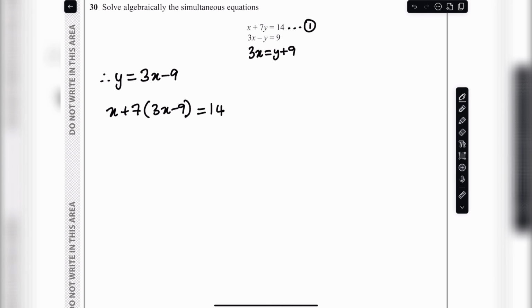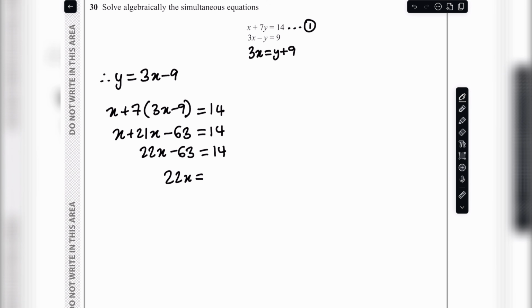I can then expand my brackets, so I have x plus 21x minus 63 equals 14. And then I can simplify the left-hand side. So 22x minus 63 equals 14. And then we can add 63 to both sides. So 22x equals 14 plus 63, which is 77. And by dividing both sides by 22, I have x equals 3.5.